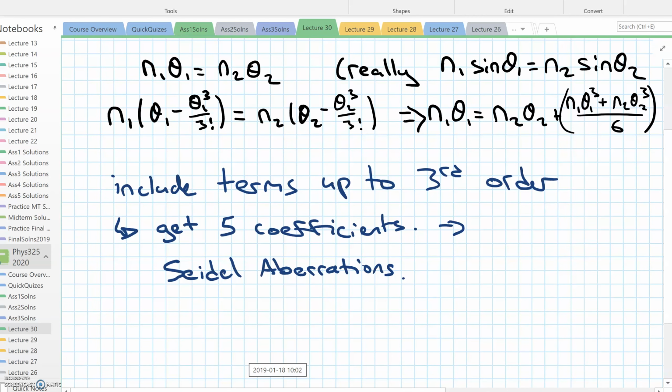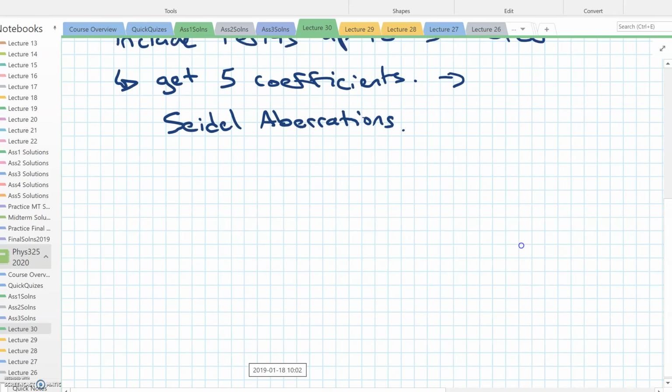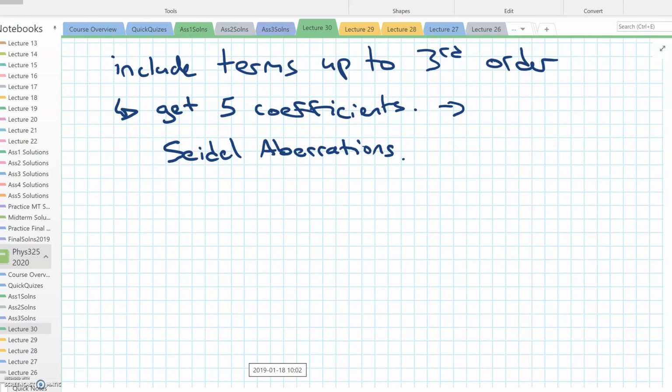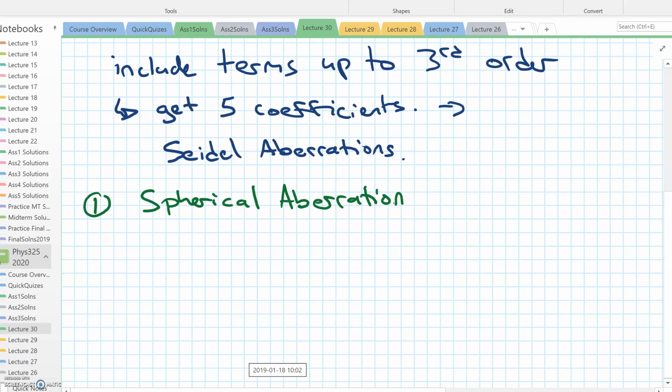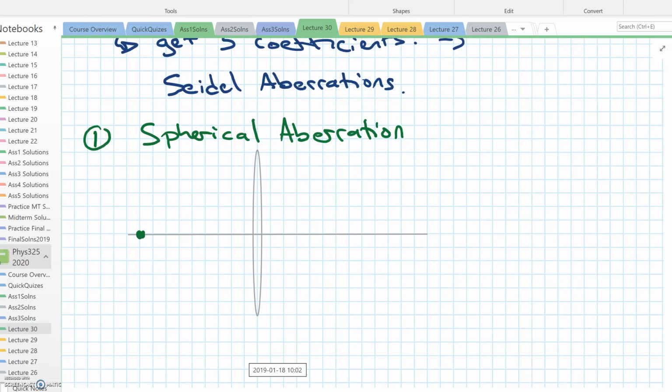There's these 5 monochromatic aberrations, and we're just going to enumerate them and see what they actually do. So the first one is known as spherical aberration. What we're going to do is consider a point that's right on the optical axis, and look at what happens when we bring it to a focus with a lens. So there's my point, and we're going to bring it to a focus.